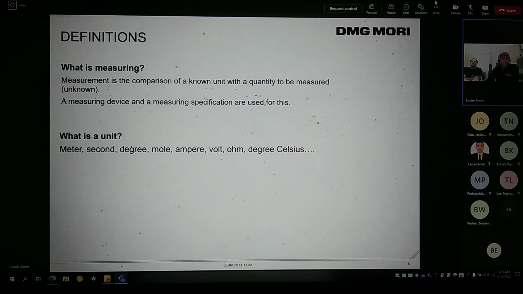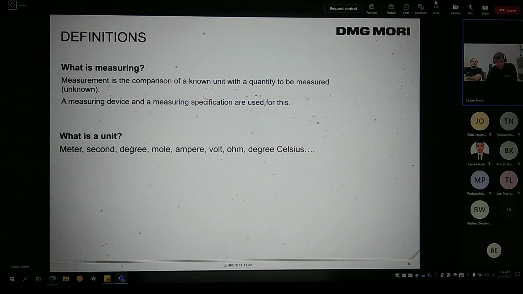But in our case, machine measuring, we measure DMG machines in metric. Not all, sometimes the customer has the inch system, and then you also have to measure in inch. But the basic machines from the German plants are measured in the metric system.